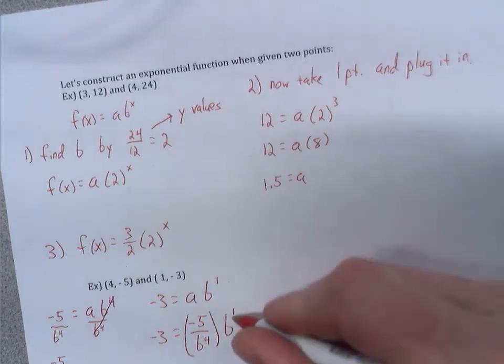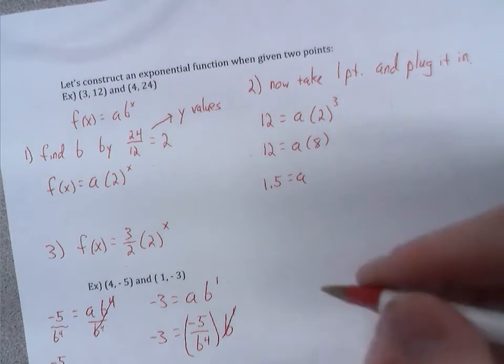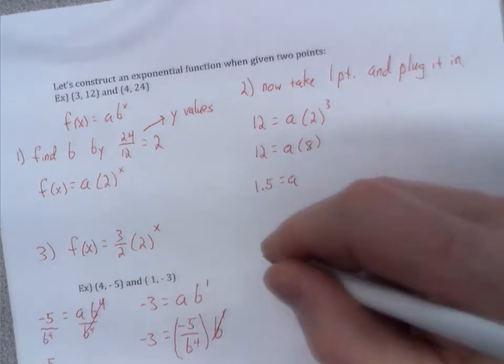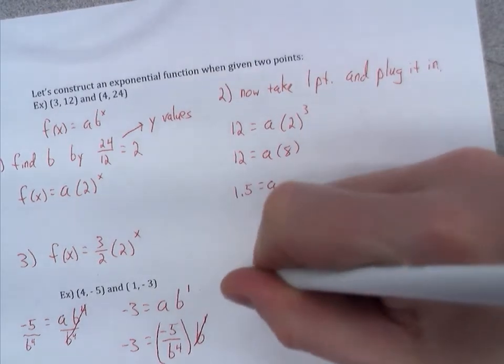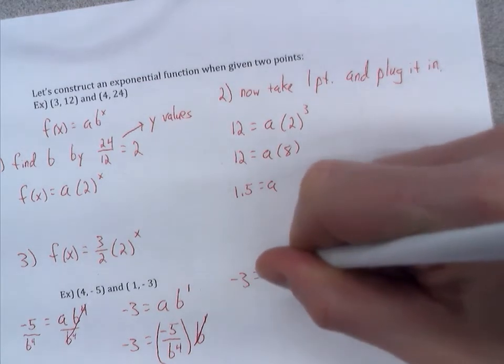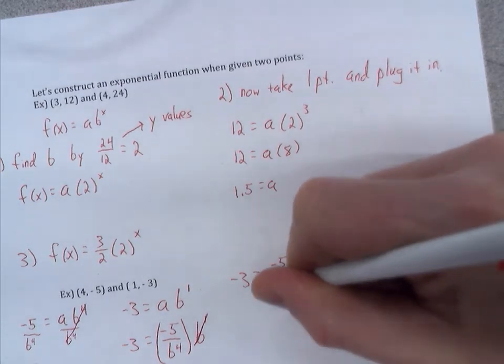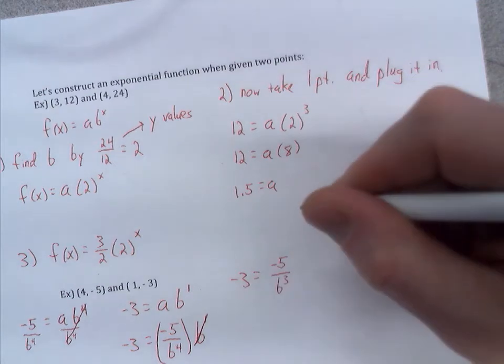This is going to go away. This is just going to become 1. This is going to become b to the 0. And this is going to become b to the third. So now we have -3 equals -5 over b to the third.